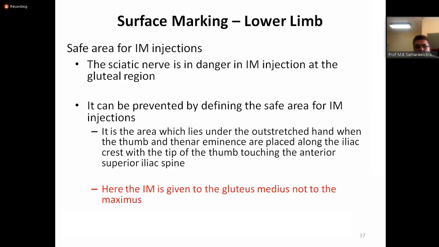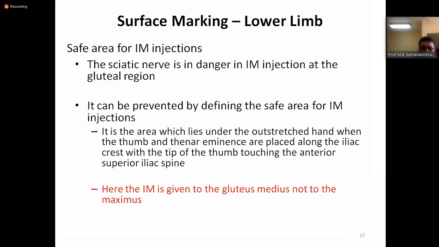Just like your deltoid, the shoulder area, used for IM injection, your gluteal region is also used for intramuscular injection. And remember, these injections are given to the gluteus medius, not to the gluteus maximus. For this purpose, when you are injecting, you must save the sciatic nerve. For that, you have to define the safe area for IM injection.